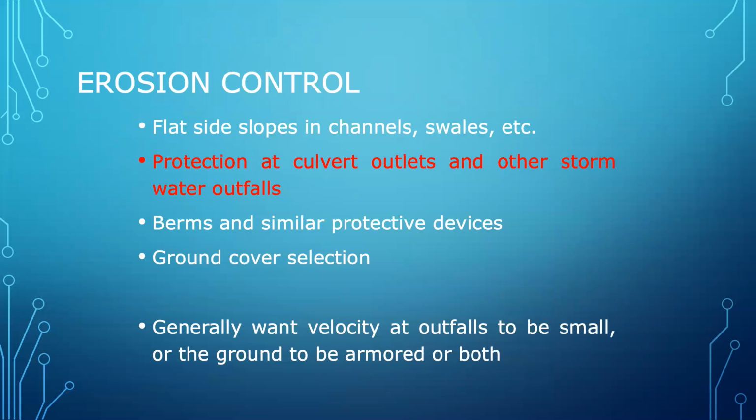And continuing on in that particular document, it suggests some different practices that lead to erosion control. And probably the one of interest is this second bullet item. Protection at culvert outlets and other stormwater outfalls. That's a big deal because we're adding water back into the system. We don't want to add water in such a way that it has high velocity and that combines with the water that's already there and actually erodes out the stream that we're trying to use as a receiving stream.